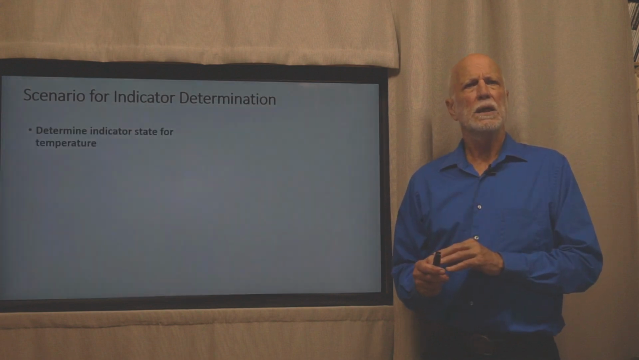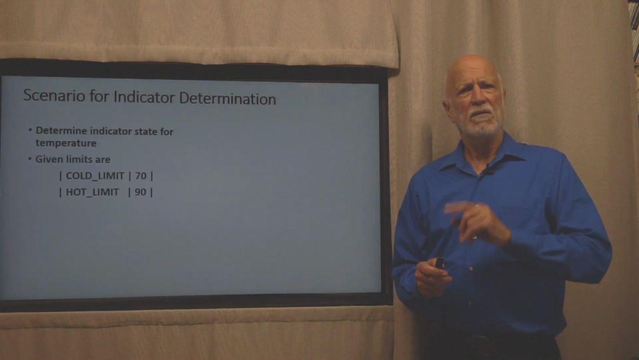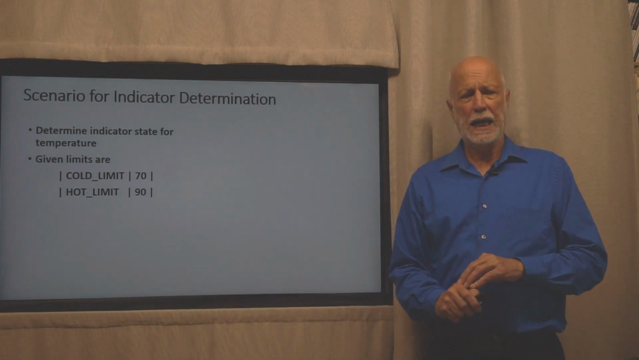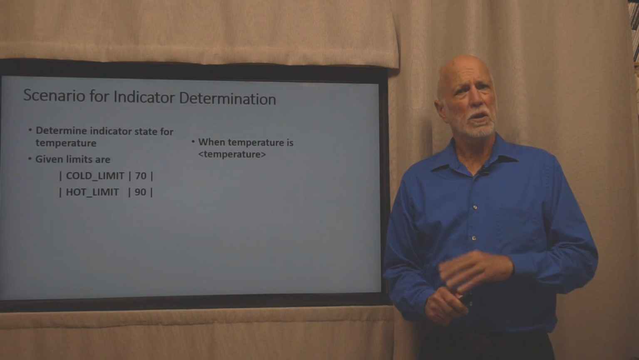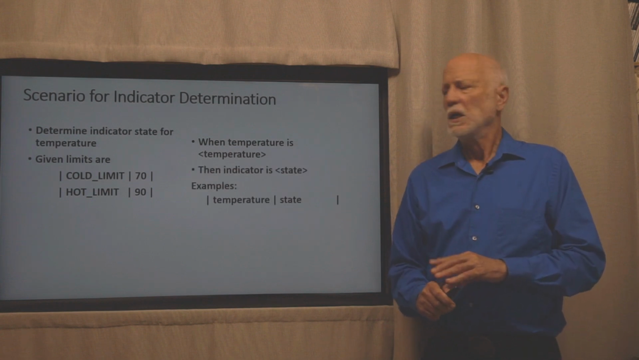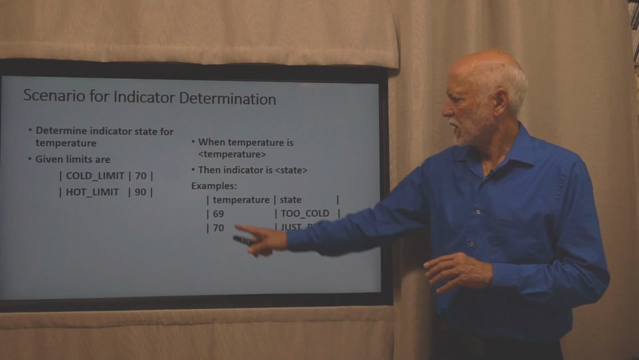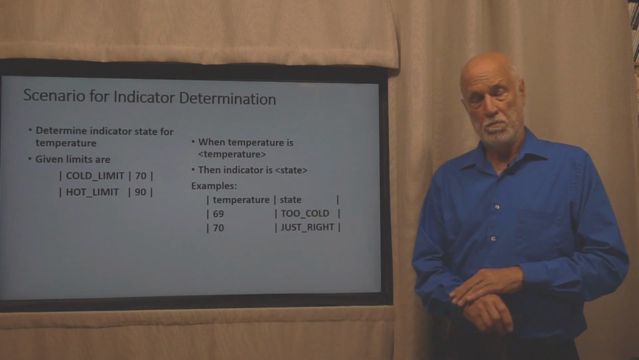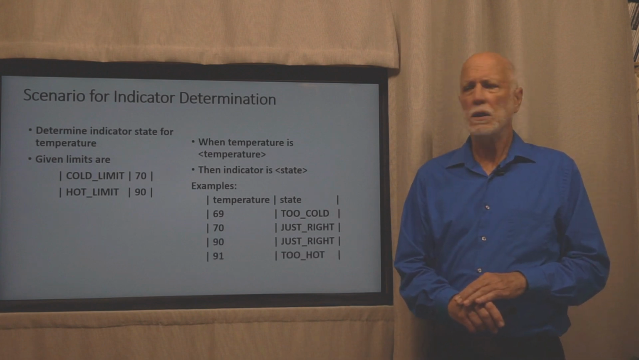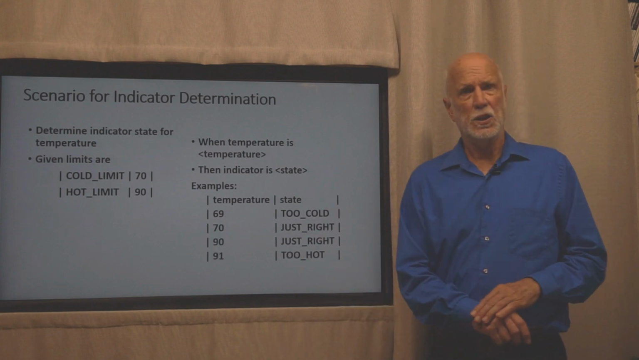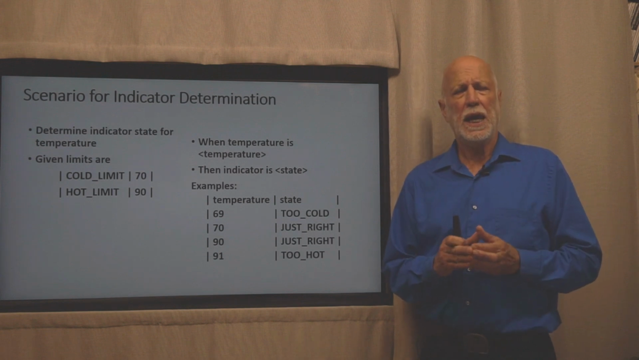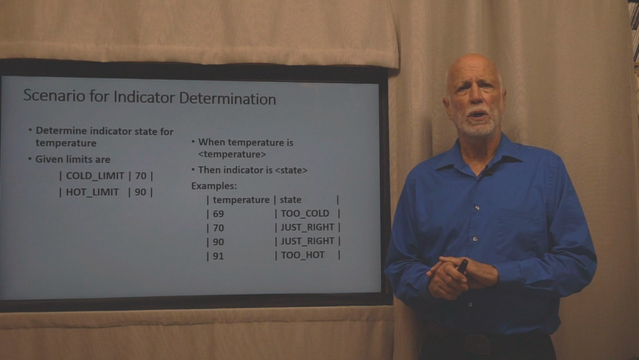So here is the scenario. Given our cold limit and hot limit of 70 and 90, when the temperature is a particular temperature, then the indicator should be a state. So here are some examples. 69 and 70 should return too cold or just right, and 90 and 91 should return just right and too hot. Now we have a scenario, i.e. a test for just this component.